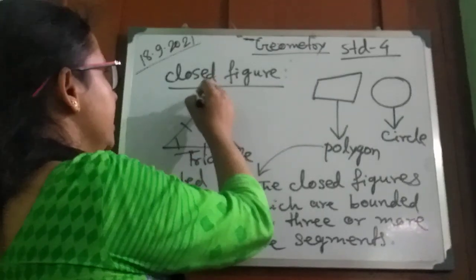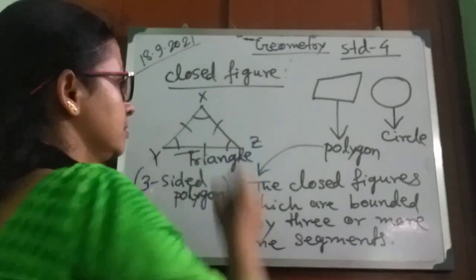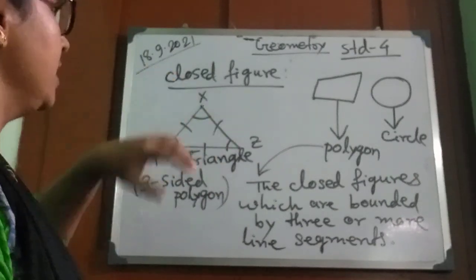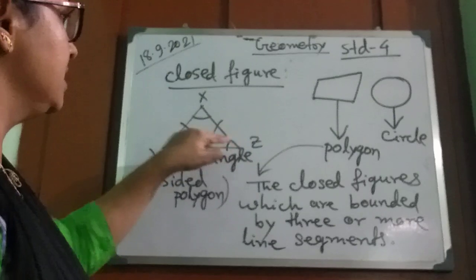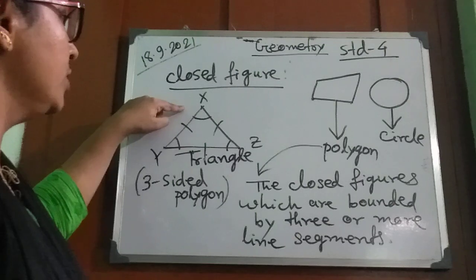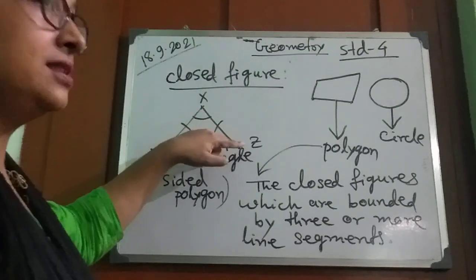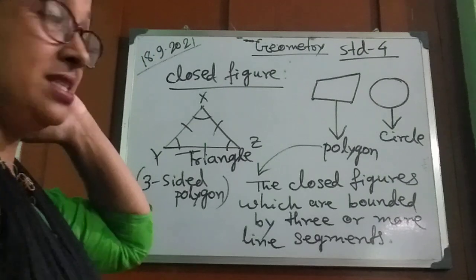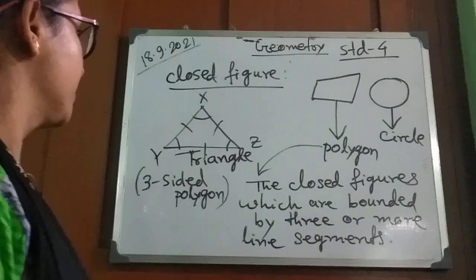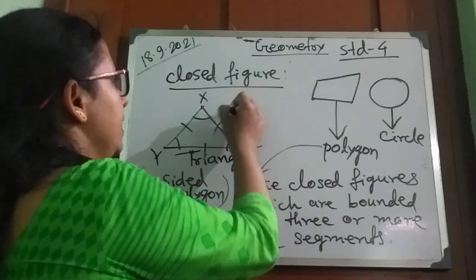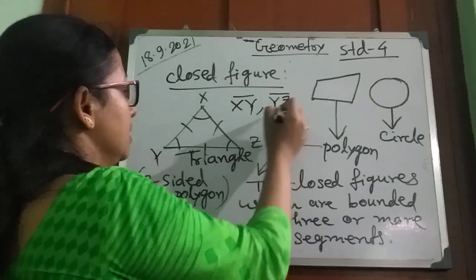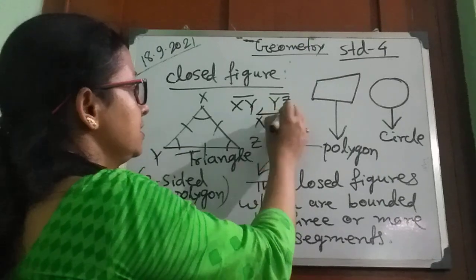If they are given x, y, z, this is one triangle. Here xy, xz and yz are the line segments. And which are the corners? X, y, z. These are the corners, or you can say x, y, z are vertices also. And the line segments are xy, yz and xz. These are three line segments.